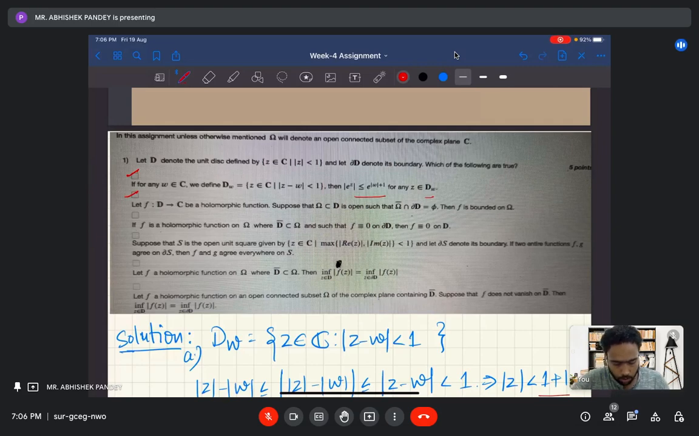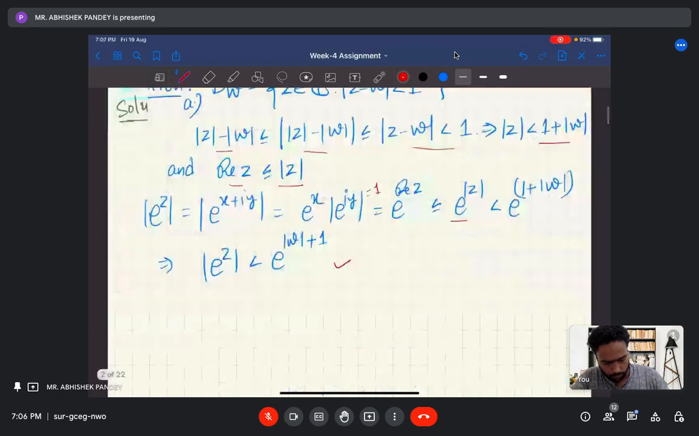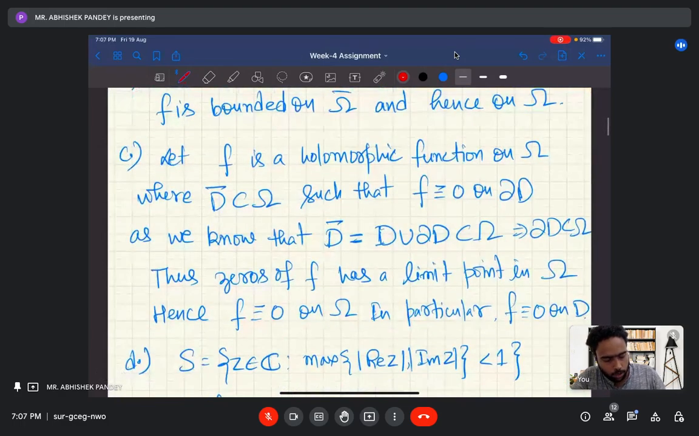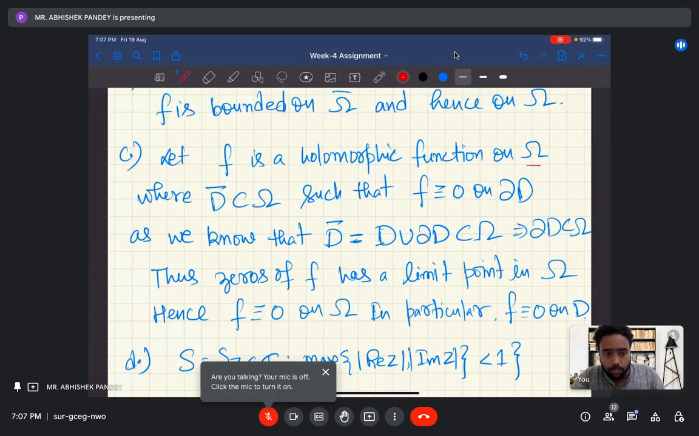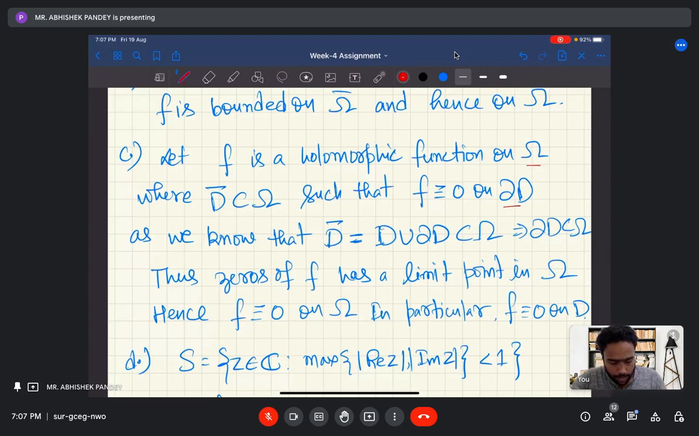Now, if f is a holomorphic function on omega, where D closure is a subset of omega, and f is identically equal to 0 on the boundary of D, then f is identically equal to 0 on D. Let us look at this option. As we know, D closure is D union boundary of D, and it is contained in omega. So this implies the boundary of D is also contained in omega.